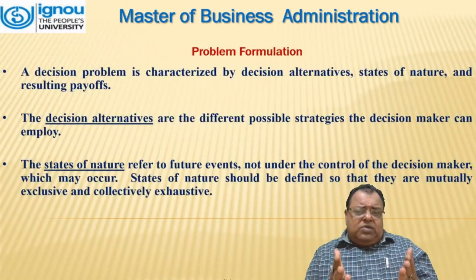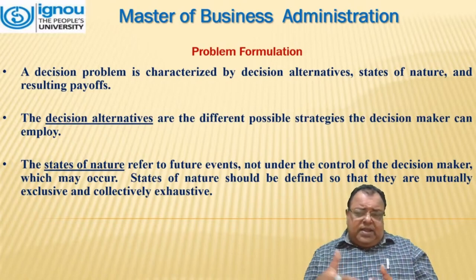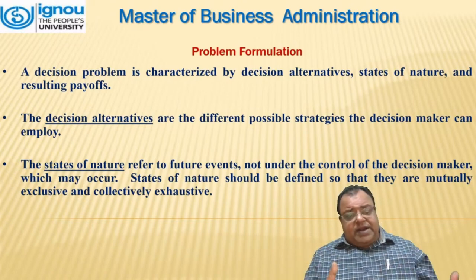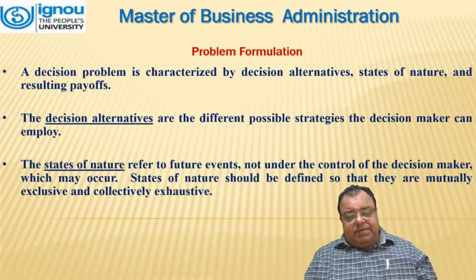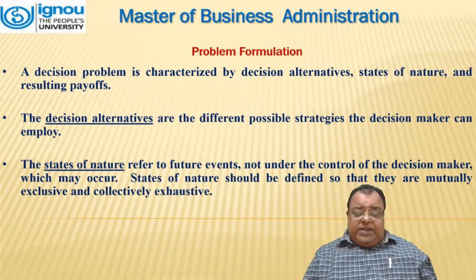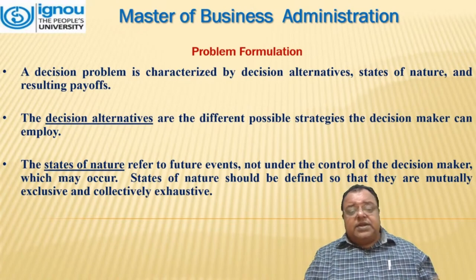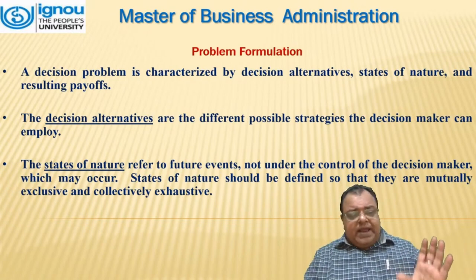Now the thing is how the problem is formulated. A decision problem is characterized by decision alternatives, states of nature, and resulting payoffs. The decision alternatives are the different possible strategies the decision maker can employ. The state of nature refers to future events not under the control of the decision maker, which may occur. That is, states of nature should be defined so that they are mutually exclusive and collectively exhaustive.